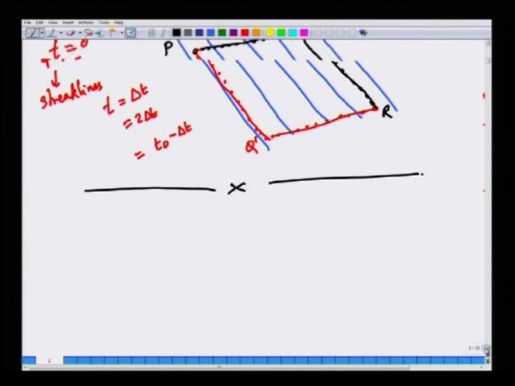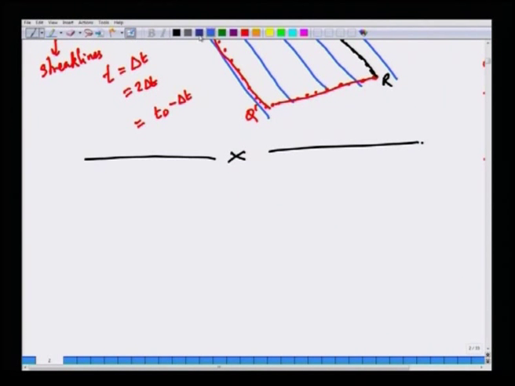So, a streamline, as I told you, is parallel to the local velocity vector. If this is the point at which you are looking, the velocity vector is here. If I take an elemental distance dr at about the same point, dr will be parallel to v. That is the definition of a streamline.